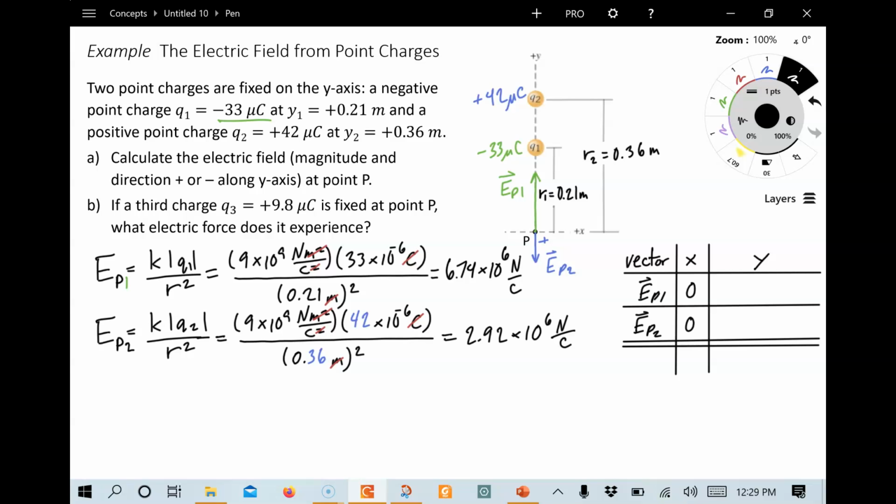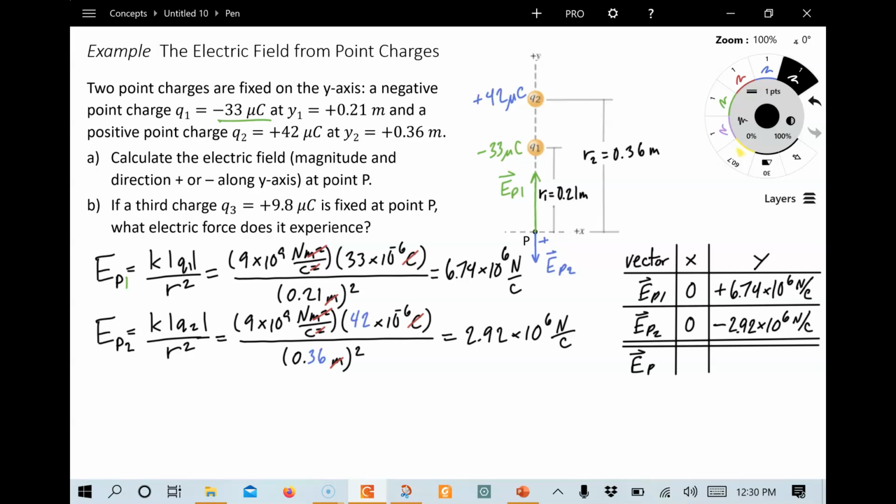And for the y direction, all of the vectors are on the y-axis, so I'm going to get the sign by looking at whether they point up or down. EP1, y component is up, EP2 is down, and then all of the magnitude is along the y-axis, so I can put the number in there. So for 1, it's 6.74 times 10 to the 6th newtons per coulomb, and for the other one, 2.92 times 10 to the 6th newtons per coulomb.